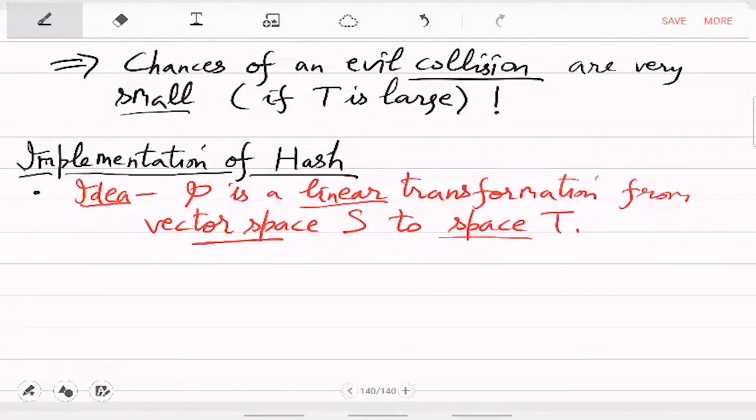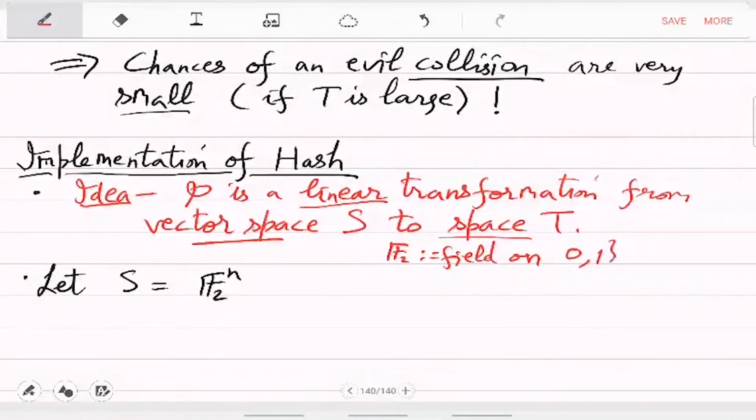So how? More concretely, you can take S to be {0,1}^n. F2 is the field of 2 elements, so F2 is this binary field. When you add, it is basically mod 2, and when you multiply, mod 2. So 1 times 1 is 1, and all the other products are 0, and 1 plus 1 is also 0.